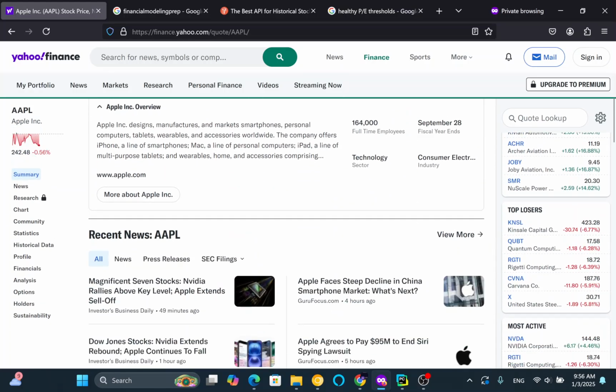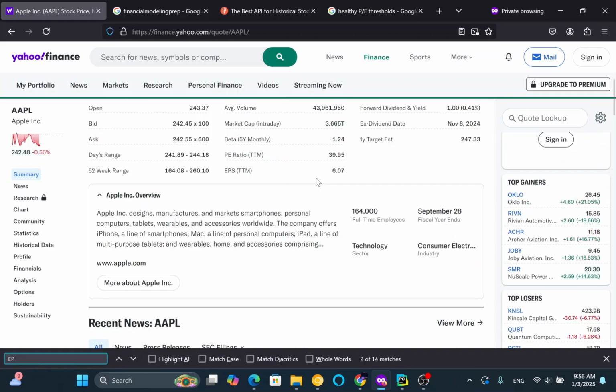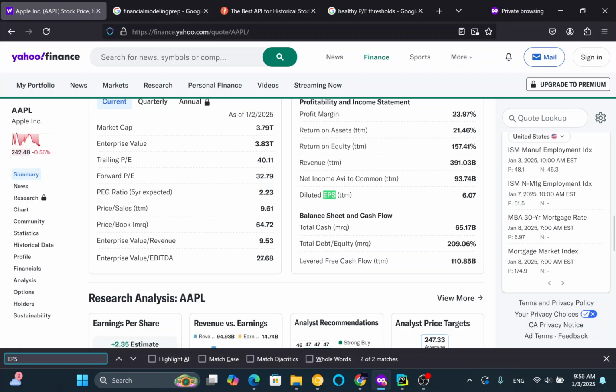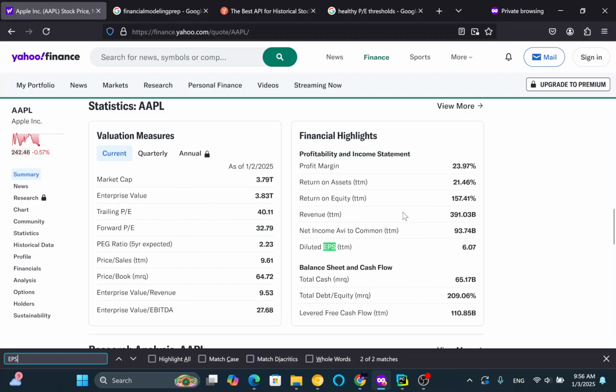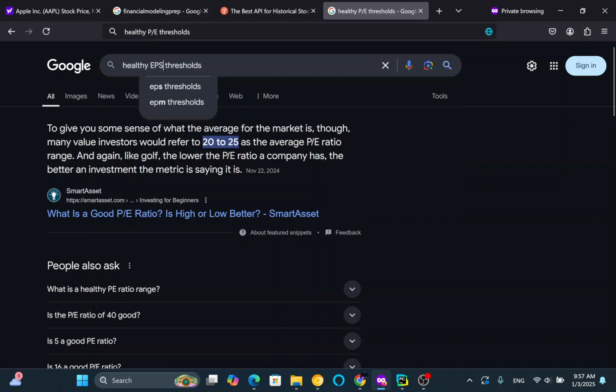Next will be EPS. Let's check if this metric is available here. Here we go. Earnings per share. It has a value of 6.07. So higher EPS is a good sign of profitability. Let's check also if there are any EPS thresholds.